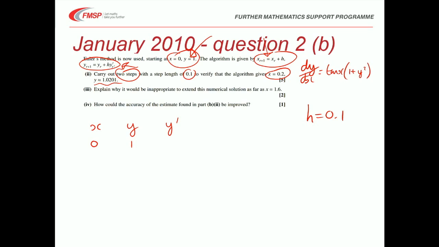To get the gradient though, what you can do is dump these two numbers into here, and actually if you put 0 into tan you will get 0. So the gradient is in fact 0 at this point. That's nice and easy. It's not always going to be that nice. We're on to the next step. The next step for x is along the step size, so that's going to be 0.1 since that's the step size, and the next y coordinate is the important bit, so this gap in here is going to be the bit we need to be careful about, and it's going to be the old y coordinate plus h, the step size, times the gradient. Since the gradient is 0, this is rather easy. This is just 1 still.